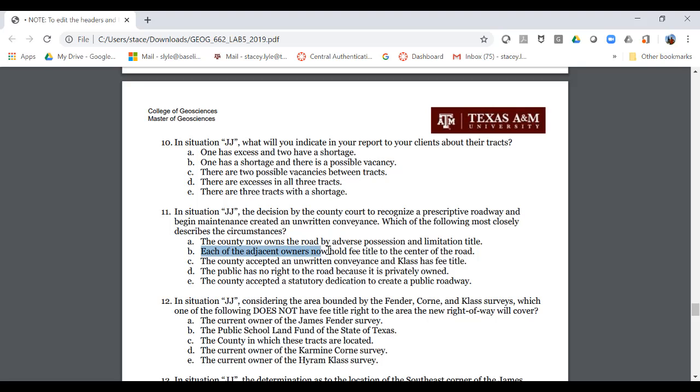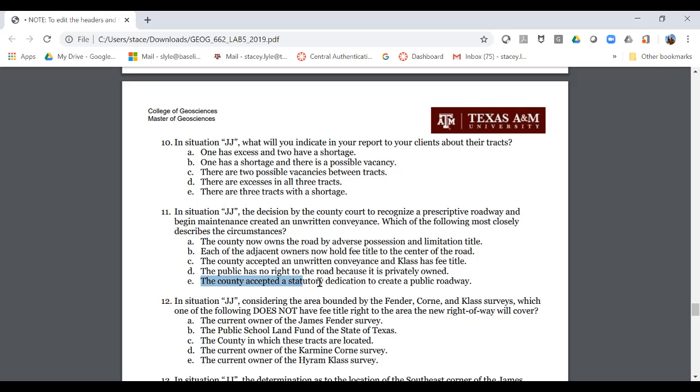Each of the adjacent owners holds fee title to the center line of the road. That's not true. It's totally inside the Class survey. The county accepted an unwritten conveyance and Class has fee title. That is correct. The public has no right to the road because it's privately owned. No, they adopted it and voted it in at the county hearing, so I think it is there.